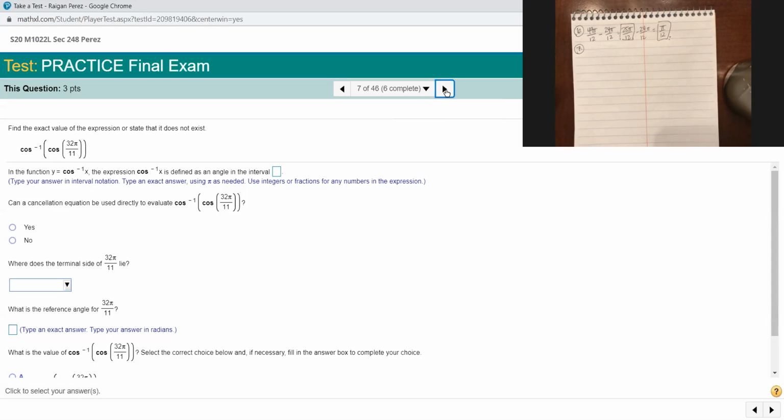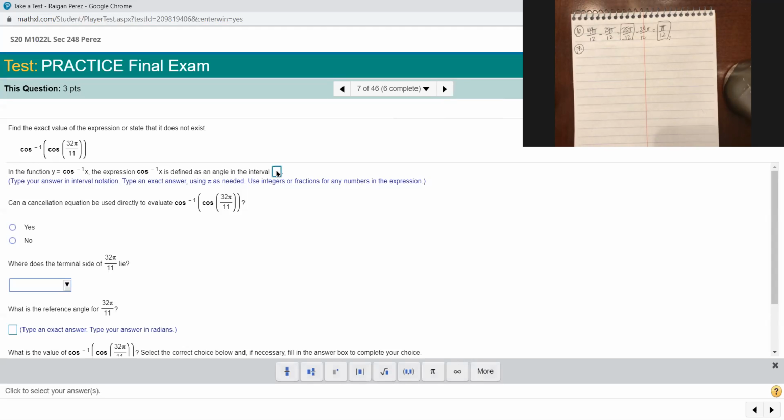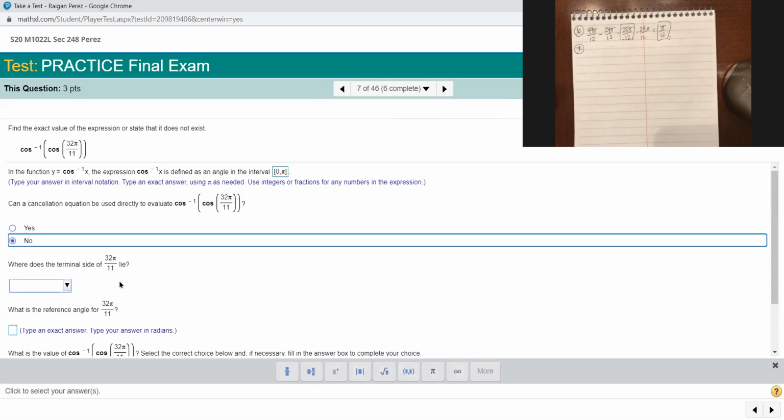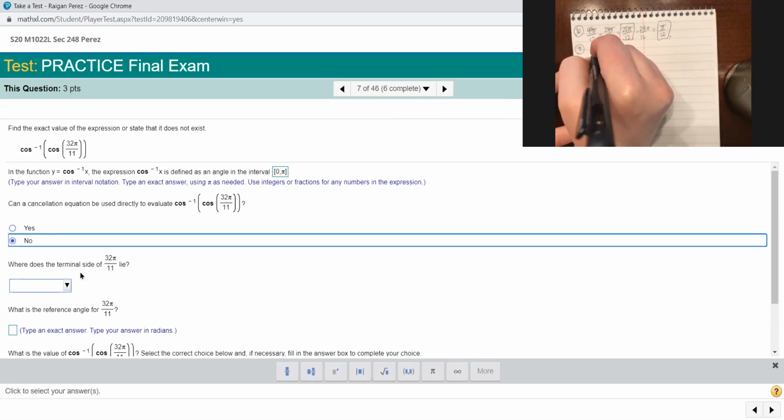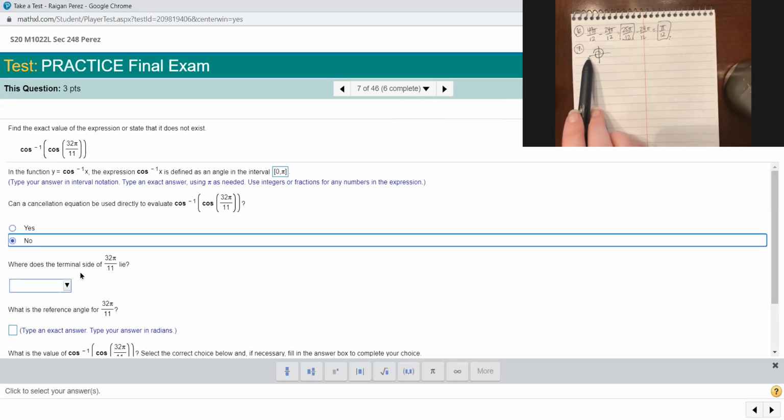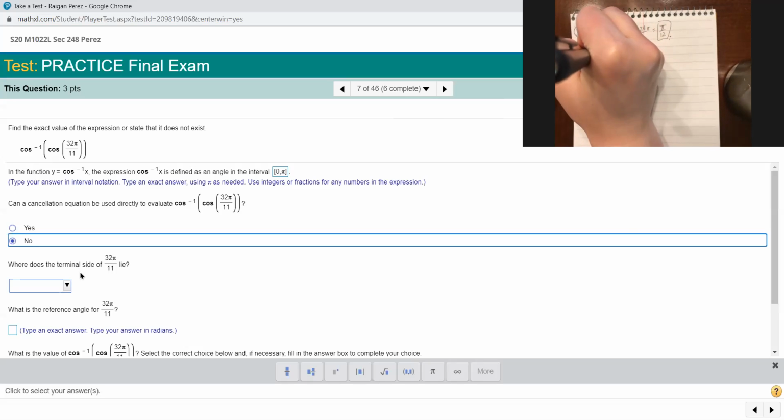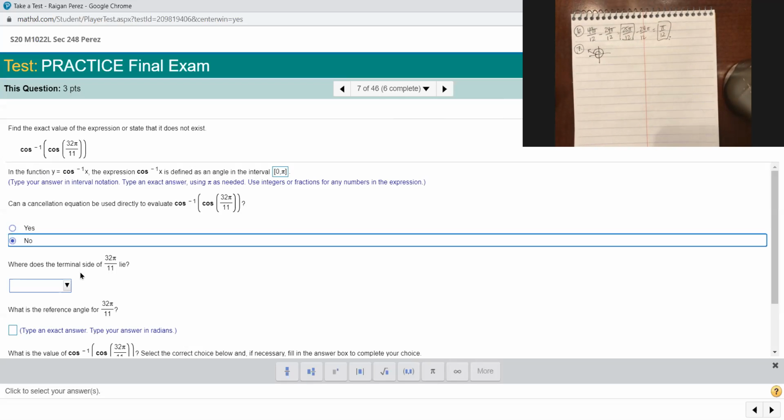All right, number 7. So define an angle on the interval. Remember, cosine is 0 to pi. Okay, can we use cancellation? The answer is no, because 32 over 11 is bigger than pi. It's not in this interval. So then we got to find out, where does 32 over 11 lie? So right here would be 11. We came back around 22. If we went all the way to this side again, it would be 33 because we're adding 11 each time. So 32 is going to be right before we get to that x-axis. So it's in quadrant 2.